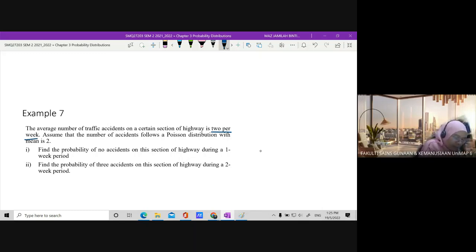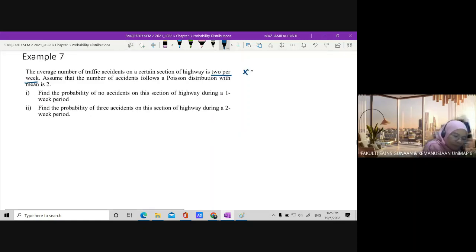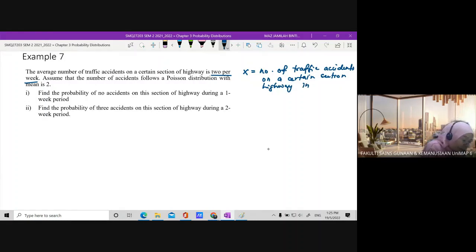So in this case, X is what? Number of what? Traffic accidents. Yes, traffic accidents on a certain section of highway, in 1 week. Okay, X is the number of traffic accidents on a certain highway in 1 week. And we know that X follows Poisson with 2 accidents in 1 week.